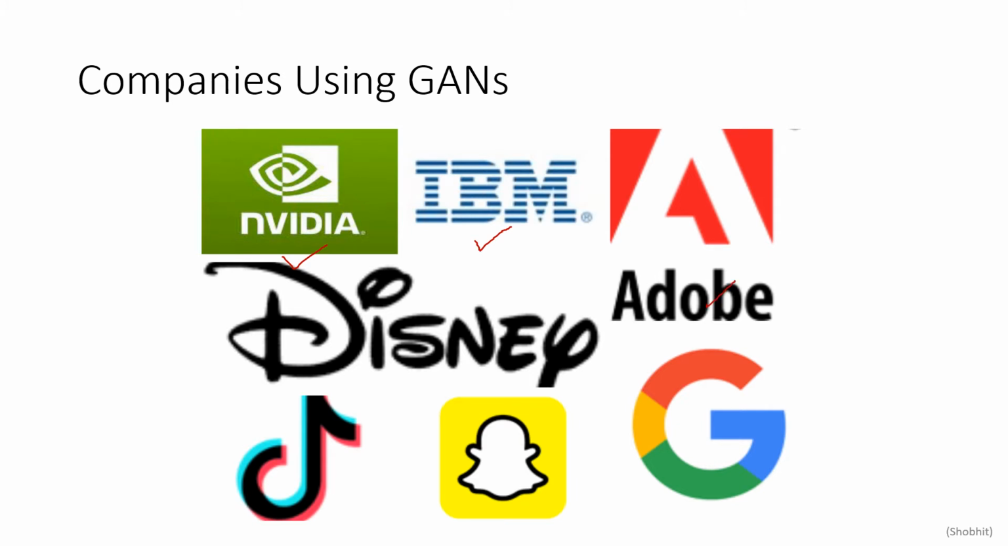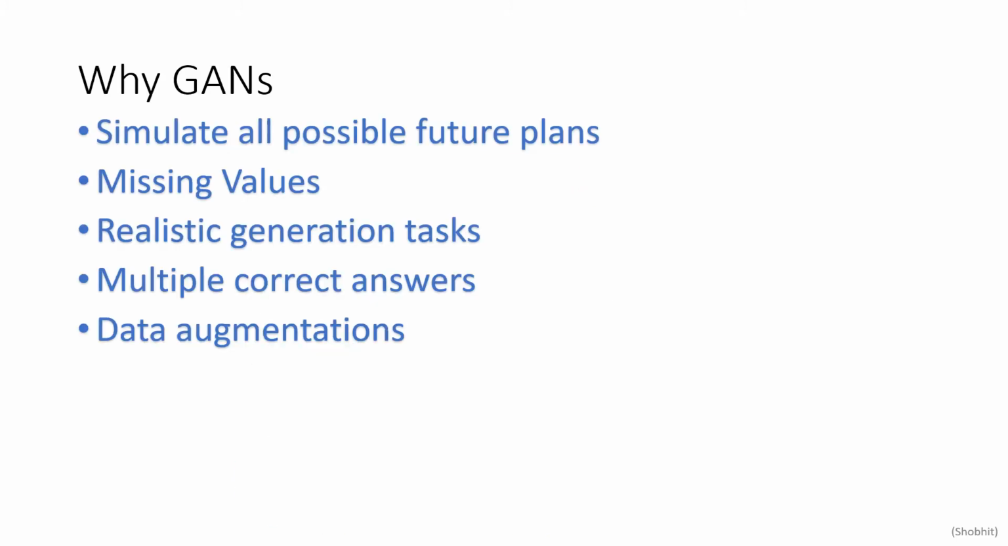Google uses it for text generation. TikTok and Snapchat use it for image filters. Disney uses it for super resolution.